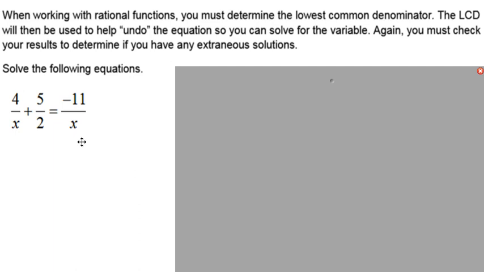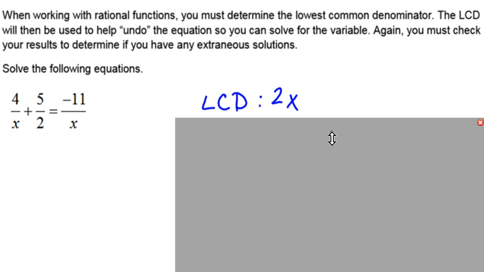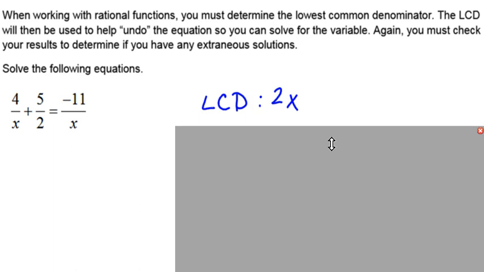And again, they have to look alike. So if I have an x here, I need an x in every single denominator. If I have a 2 here, I need a 2 in every single denominator. So my lowest common denominator would be 2x. What we're going to do now with the lowest common denominator is multiply every single term in the equation by it.